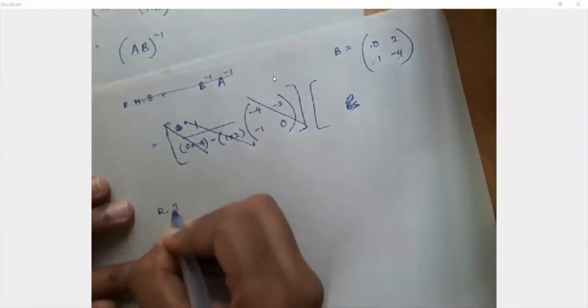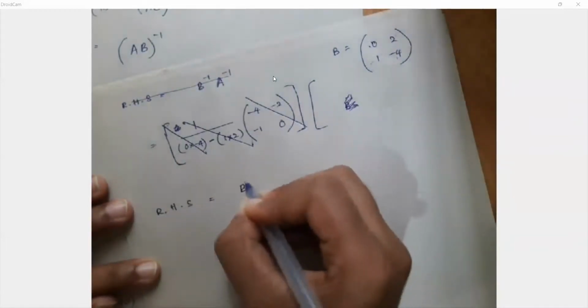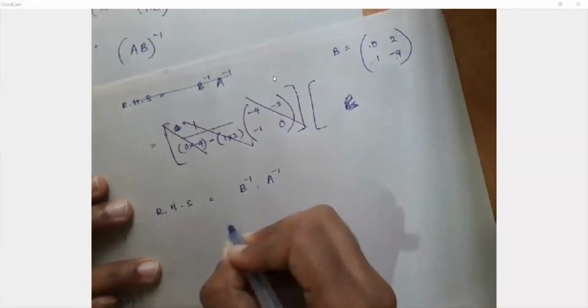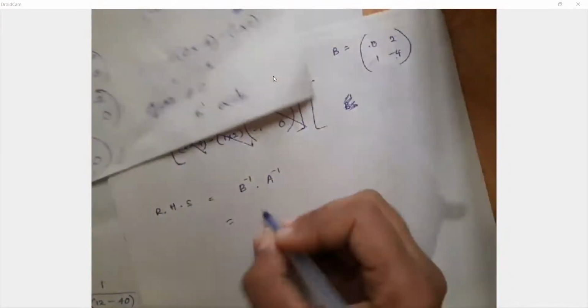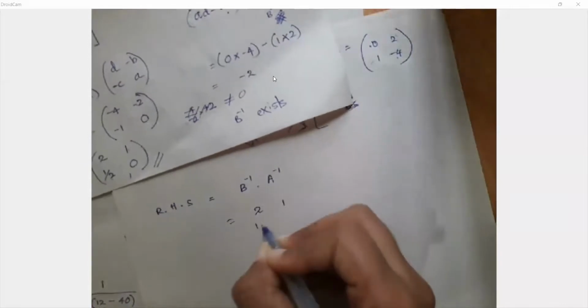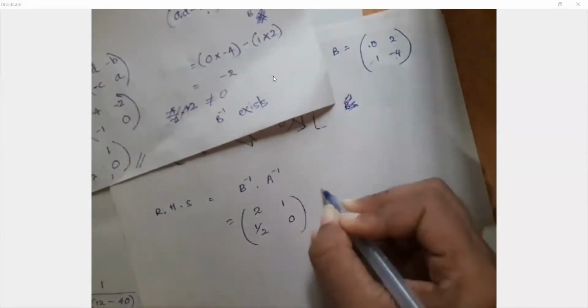I shall start it again. Right hand side, take the right hand side. We have to find B inverse times A inverse. What is our B inverse? In part A, we found our B inverse as this: 2, 1, half, 0. Write it here. That is B inverse. Our A inverse is what? This one, take it.